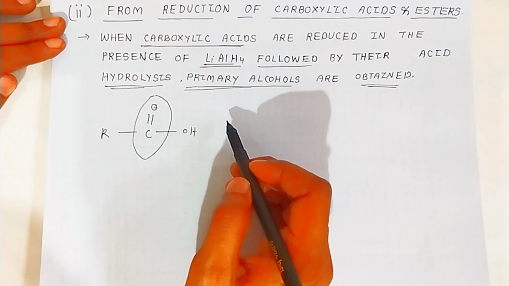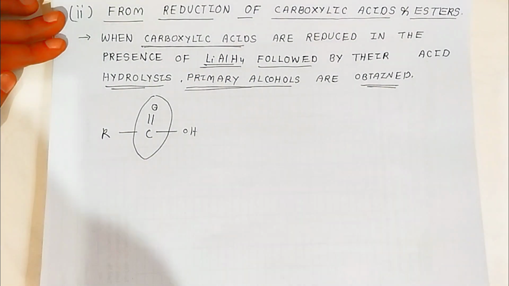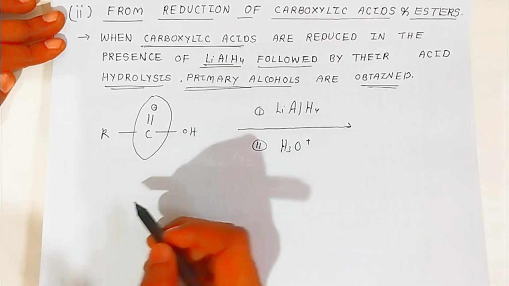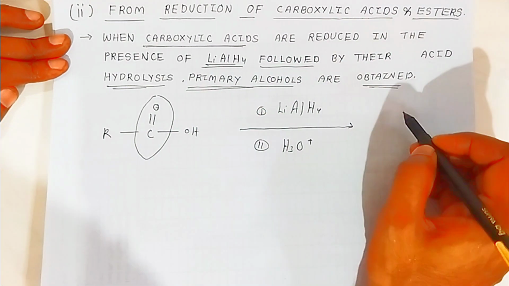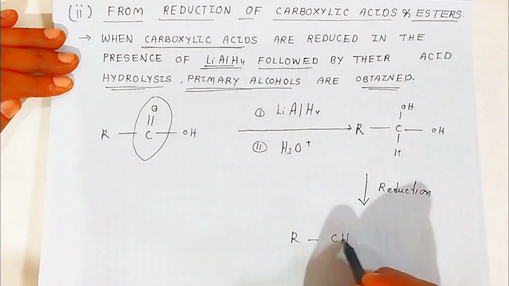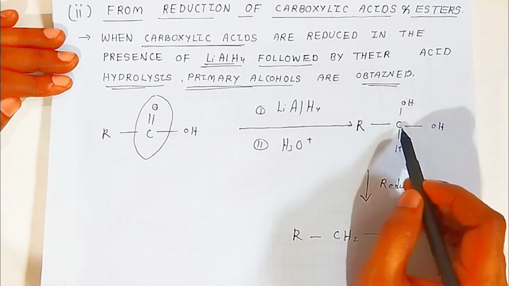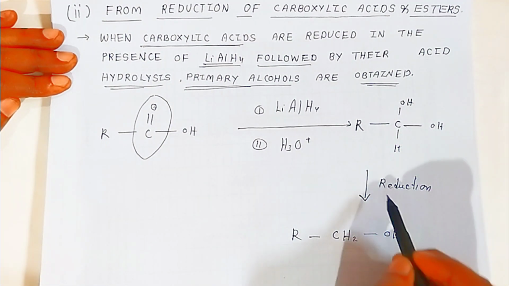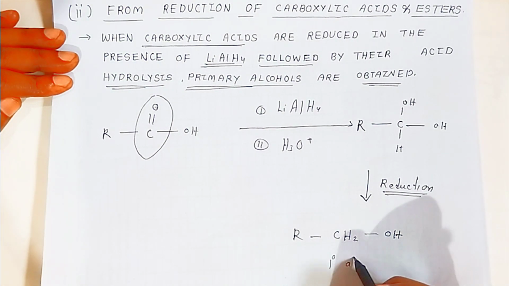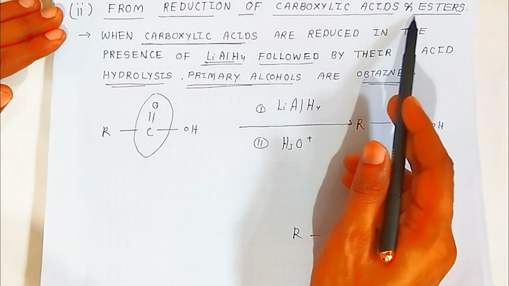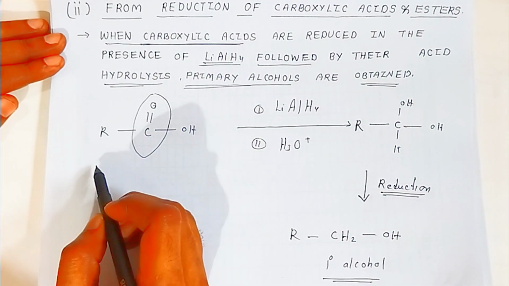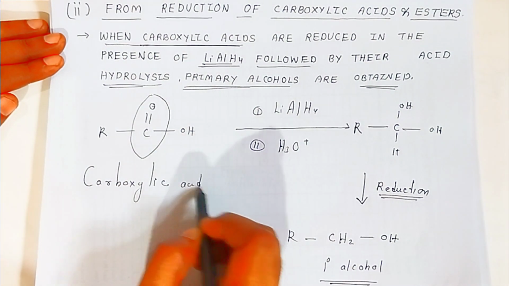This carbonyl is now going to be reduced by adding lithium aluminum hydride in the presence of acidic water, students. So what happens? The carbonyl group is reduced and forms a compound with two hydroxyl groups attached, which is unstable, and on reduction it gives you alcohol. This is the primary alcohol. So from the reduction of carboxylic acid and ester, I have shown the carboxylic acid. This way, carboxylic acid will always give you primary alcohols.